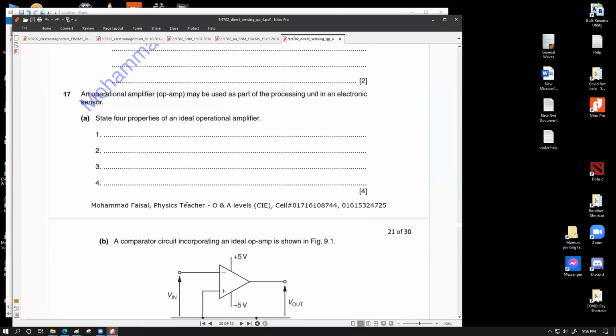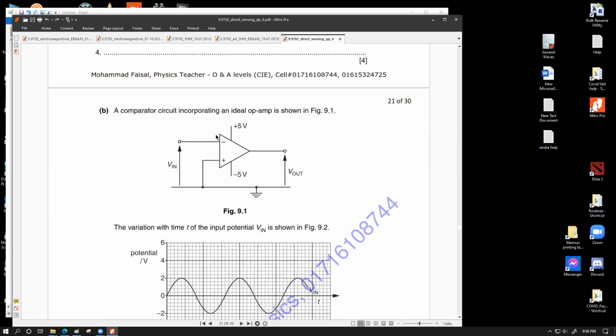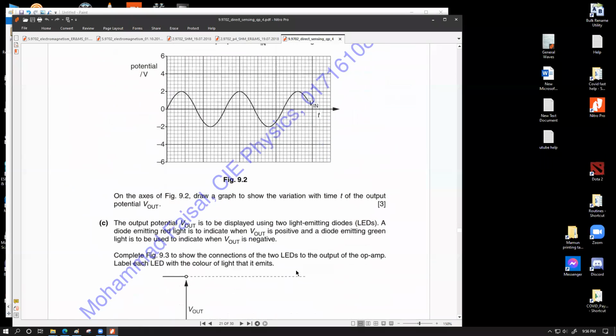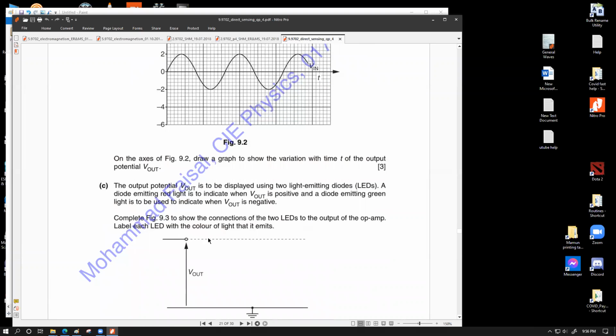An operational amplifier may be used as a part of the processing unit in an electronic sensor. State four properties of the operational amplifier circuit incorporating an ideal op-amp, figure 9.1. Okay, 5 volt Vin. Okay, you are asking to draw the graph, sir. I can do this graph, and the next one, C, is easy.